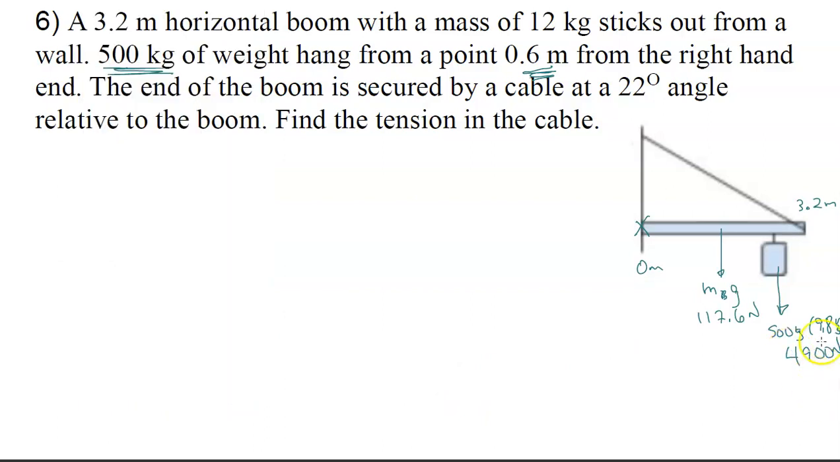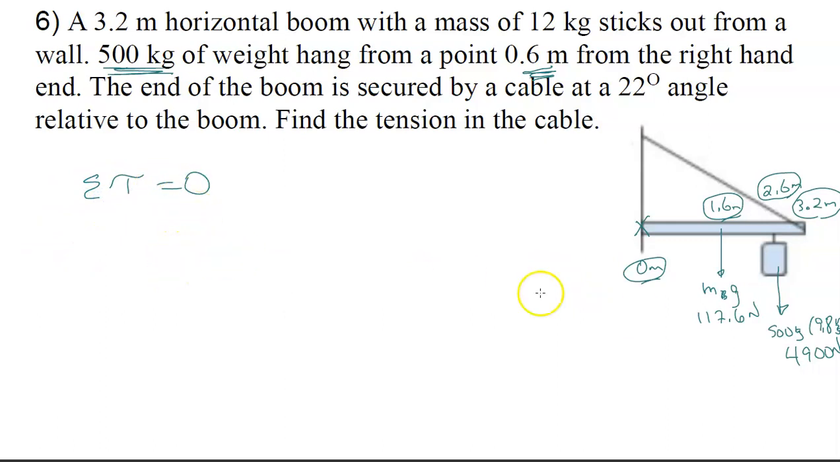And I need to know where it's acting. I need to know where both of these are acting, right? I've got to have all my distances. The whole stick was 3.2. Half of that would be 1.6 meters. So that's where the weight of the stick acts. And they tell me that this thing is 0.6 meters from the right-hand end. So if this is at 3.2, I need to subtract 0.6, which will get me to 2.6 meters for that guy. All right, I've got all my distances measured from the pivot point. I can build a torque equation.